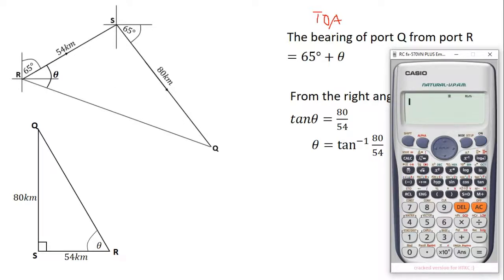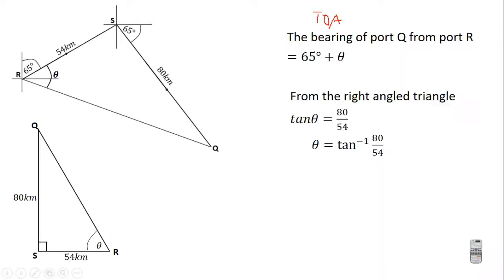We know how to do that, right? You press shift, then you press tan. Then you bring your division sign, 80 divided by 54. From there, you close the bracket, and tan theta is giving us 55.980. It goes on and on. Remember, the question said that we should leave our answer in one decimal place.